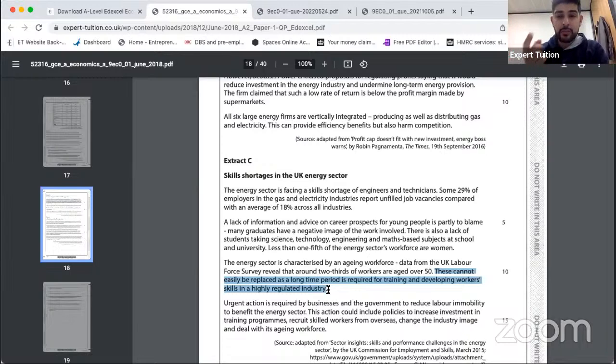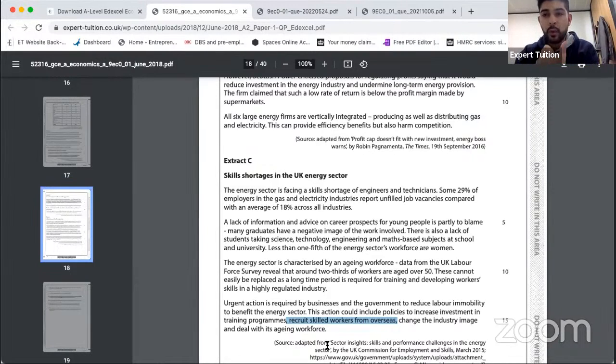But in particular, by the way, remember how we talked about the skills taking a long time to develop? You're going to therefore need to try and attract people that already have the skills. So here we go. Recruit skilled workers from overseas. How do you get people from overseas to come over? Offer them housing subsidies. Make it cheaper for them, reduce their cost of living, make it more attractive. That's the analysis. Evaluation to that every single time.